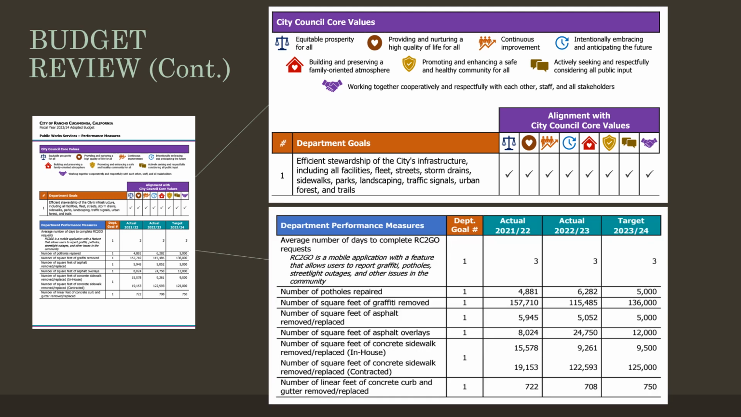The next section then provides what those performance measures are going to be. First column is the performance measure. The next is which department goal. In this case, there's only one department goal. And then it provides the data for each one of those performance measures, starting in fiscal year 21-22, and moving on to 22-23, and finally what the target is going to be for 23-24. Again, giving you that snapshot over a 2-year period of actuals with the target for the current fiscal year.